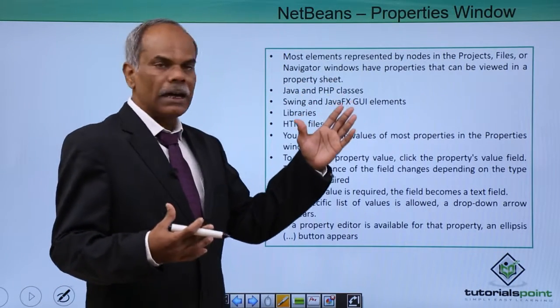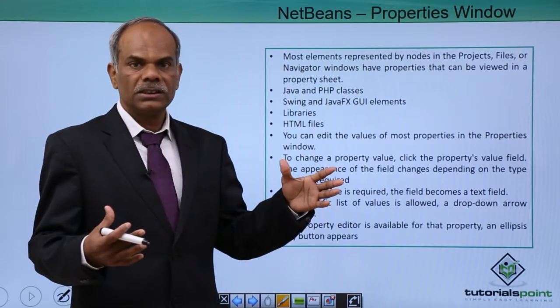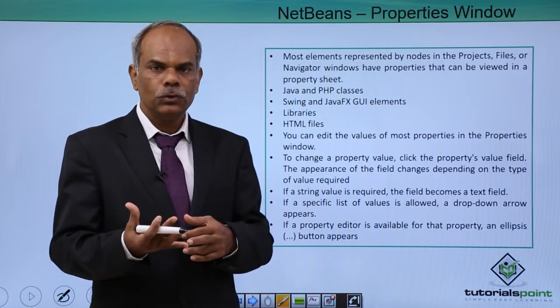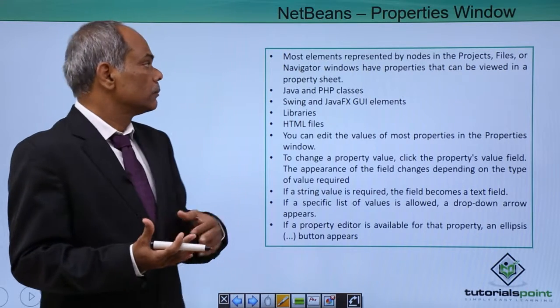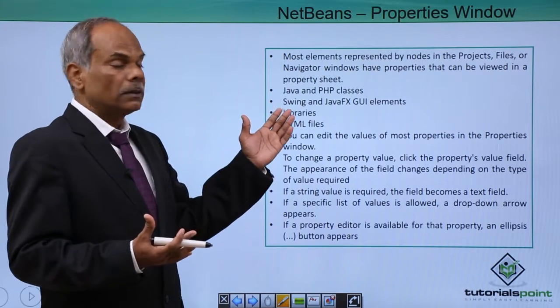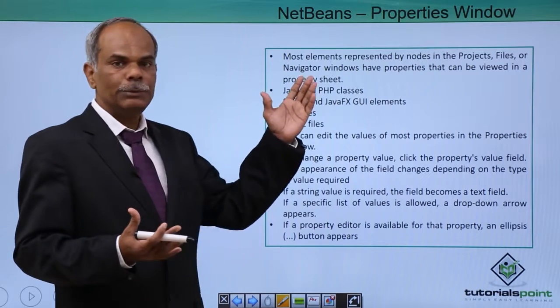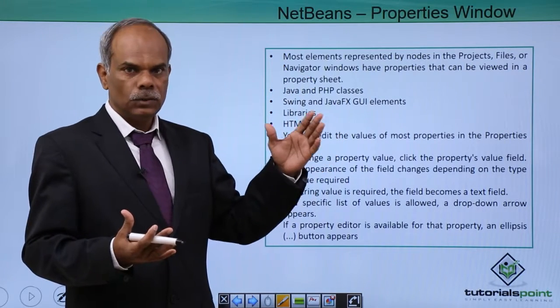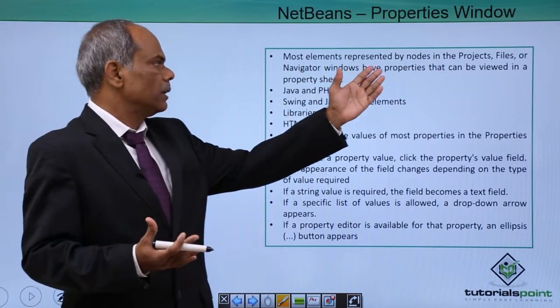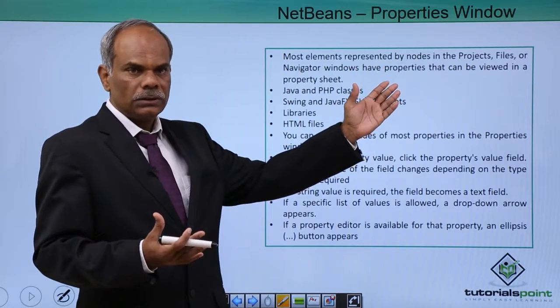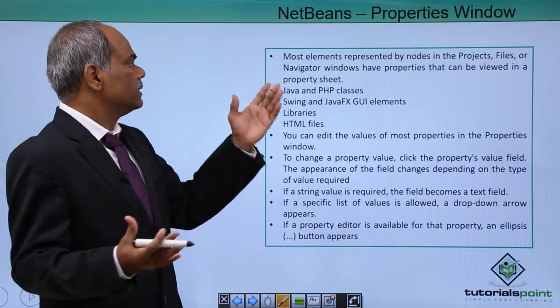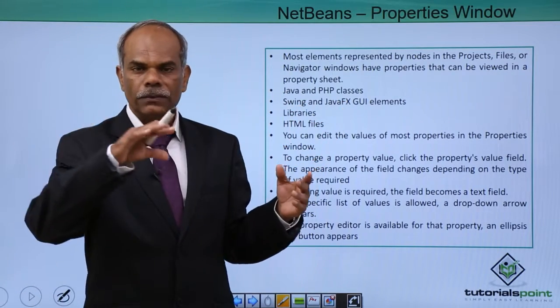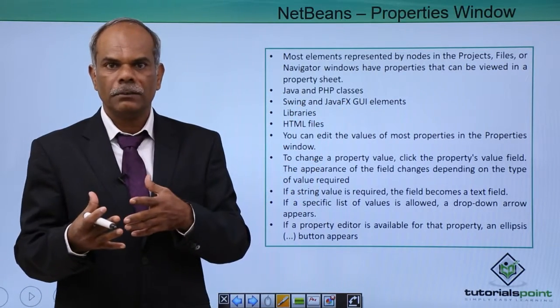Most elements are represented by nodes in either the projects view, the files view, or the navigator view. For example, the Java and PHP classes will be visible in the projects view and in the files window in the form of class files and source files, and the navigator window will show you the different members view and the beans view, etc.